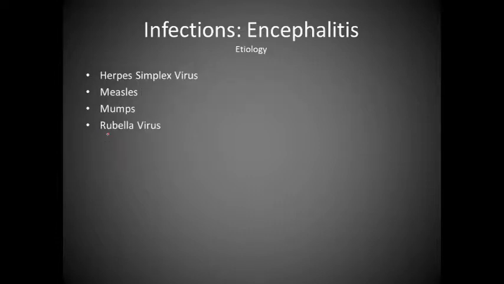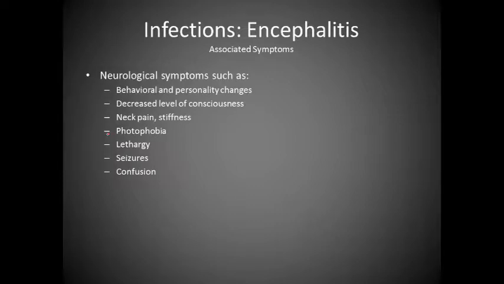So what causes encephalitis? It's hypothesized that the herpes simplex virus can cause this, measles, mumps, and the rubella virus. All of these things have a tendency to predispose someone to encephalitis. The symptoms associated with encephalitis are behavioral and personality changes, usually sudden onset, a decreased level of consciousness, kind of wanting to be lethargic, neck pain and or stiffness, photophobia, lethargy, seizures, and confusion. All of these things can be a symptom of encephalitis.